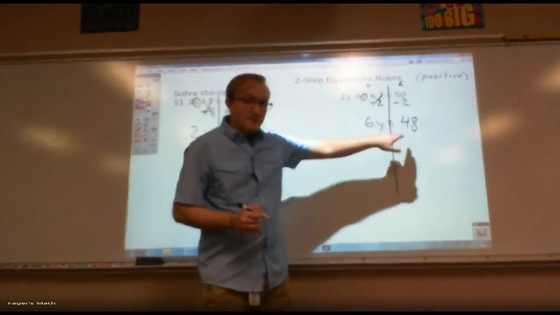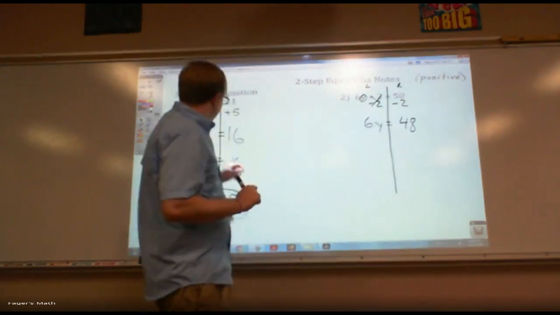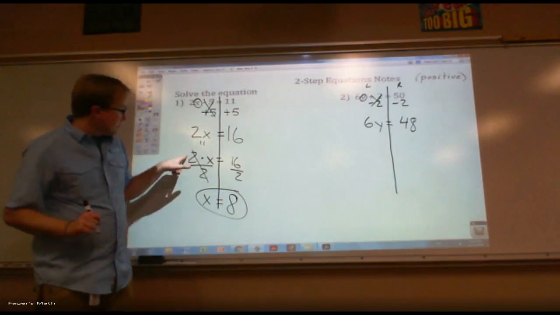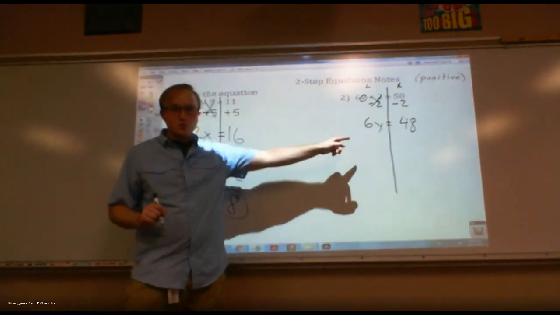So now 6y is equal to 48. Yeah, it's focusing. I know I saw that. Just like we had over here, I had a 2x equals 16. So it's 2 times x. This is the same as 6 times y.